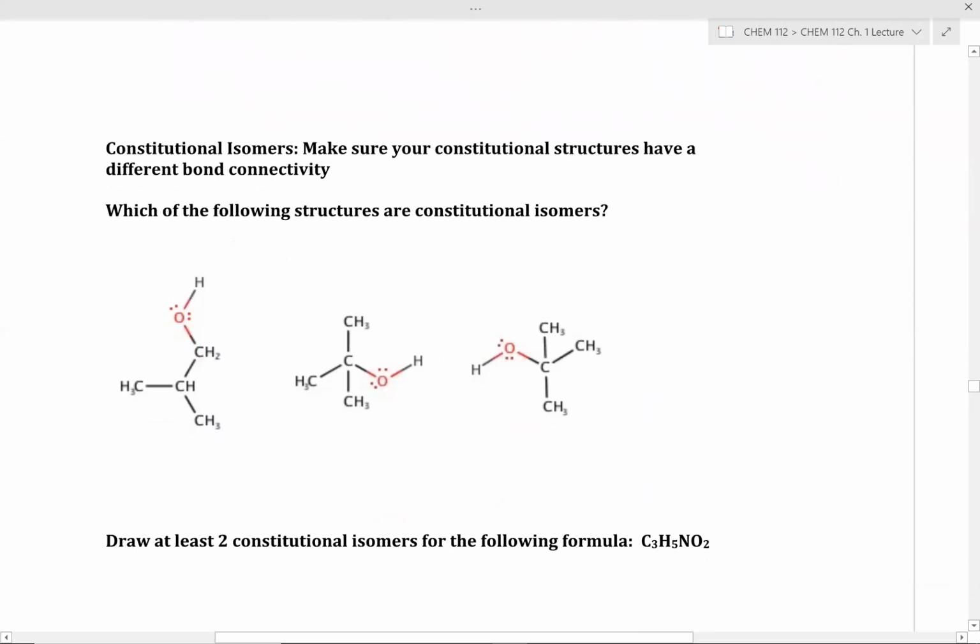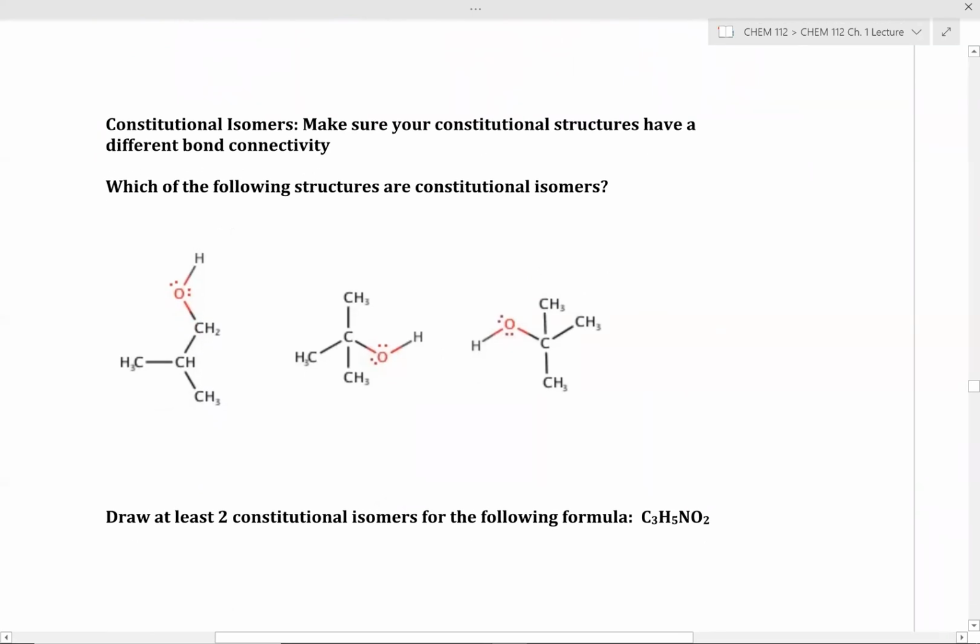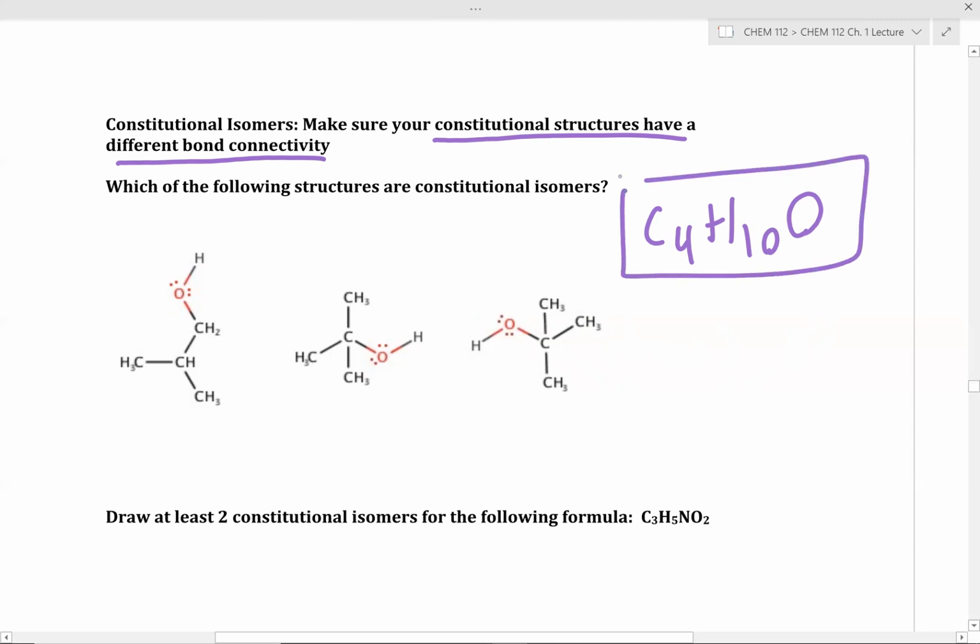Okay, so let's now make sure, and we really have to be careful about this, that your constitutional isomers have a different bond connectivity. For example, let's take a look at the following 3 molecules. They're all of the formula C4H10O. So all of these structures have the same formula. They have 4 carbons, 10 hydrogens, 1 oxygen. Okay, so we've crossed our first hurdle.